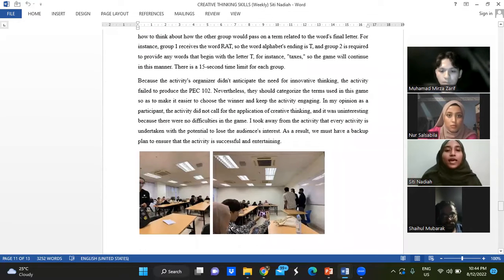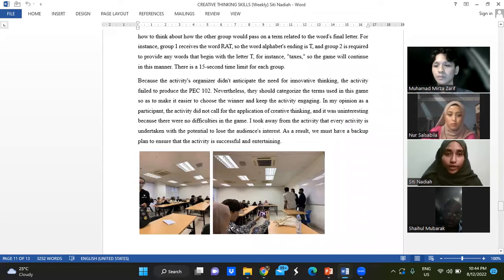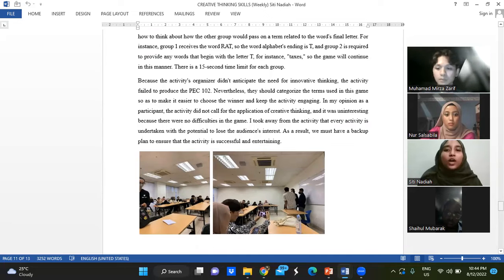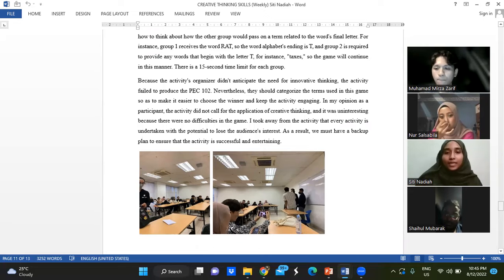Our activity as an organizer was a game called Reconstruct Word in Word, which was successfully done in week 10. We had trouble looking for a place. That's why we needed to change our activity from draw and guess to reconstruct word in words, which was a last minute suggestion from me and it was accepted by my entire team.